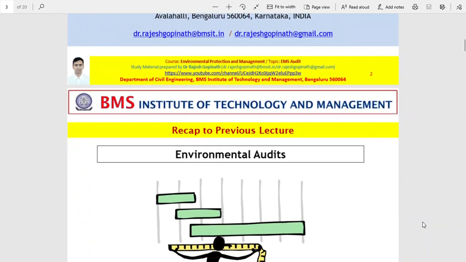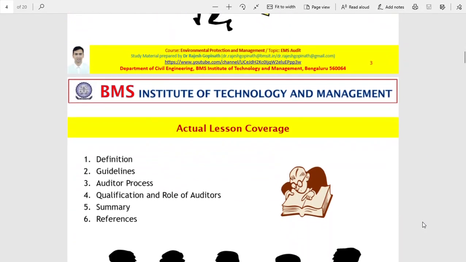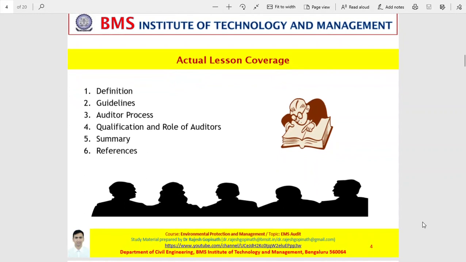Last session we had spoken about environmental audits. Today we shall be delving into EMS audits in detail. So if you can kindly look at slide 4, it gives you an idea of how we will be going about this. First I shall be defining it before moving on to the various guidelines. I shall explain to you the actual auditing process and also give you a peek review into the various roles and qualifications of an auditor. Finally, we shall be summarizing this before listing the references.